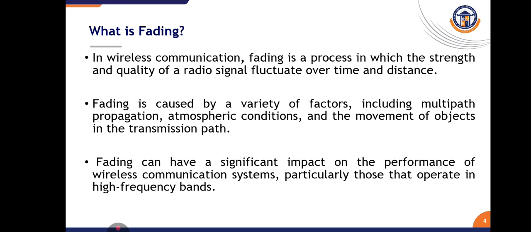So what is fading? In wireless communication, fading is a process in which the strength and quality of the radio signal fluctuate over time and distance, and the fading is caused by a variety of factors, including multipath propagation, atmospheric conditions, and the movement of objects in the transmission path. So it can have a significant impact on the performance of wireless communication systems, particularly those that operate in the high frequency band.